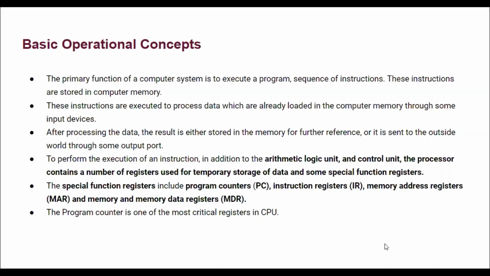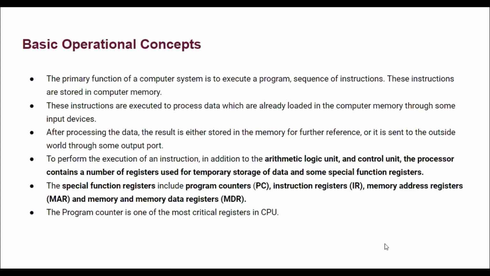To perform the execution of an instruction, in addition to the arithmetic logic unit and control unit, the processor contains a number of registers used for temporary storage of data and some special function registers. The register is a type of computer memory used to quickly accept, store, and transfer data and instructions that are being used immediately by the central processing unit. It is a temporary storage memory that is built into the processor.